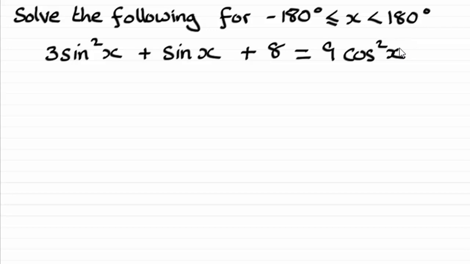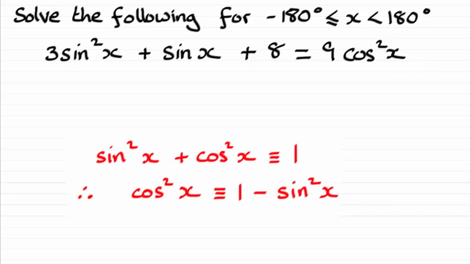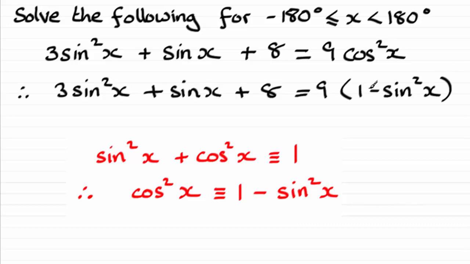Okay, so the first thing we need to do is make sure that we change this into the same trig function if possible. And we can, because cos squared x, we can change it to 1 minus sine squared x. Remember, the identity is that sine squared x plus cos squared x is equal to 1. So if we replace that cos squared x with 1 minus sine squared x, we can now expand this bracket and group together our terms.